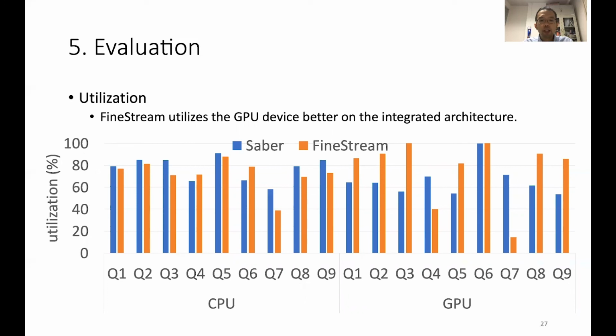We further studied the CPU and GPU utilization of SABER and FineStream and use the A10-7850K platform for illustration, as shown in this slide. In most cases, FineStream utilizes the GPU device better on the integrated architecture.